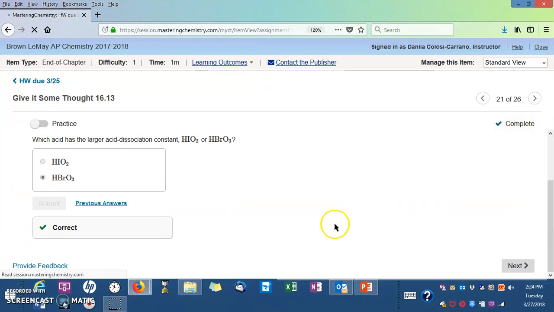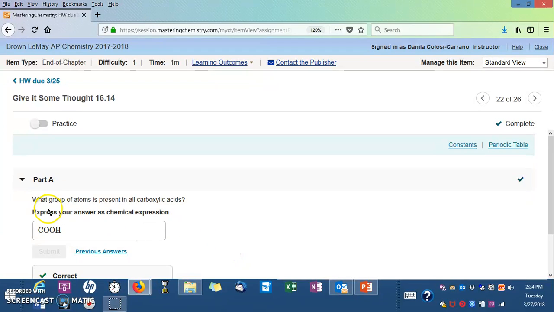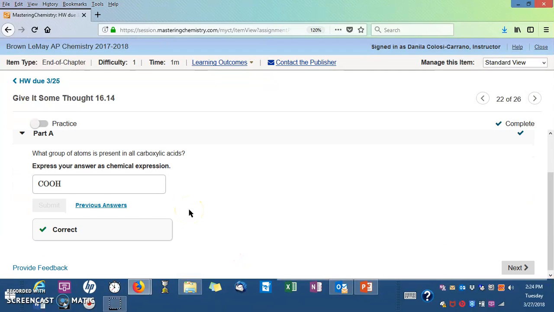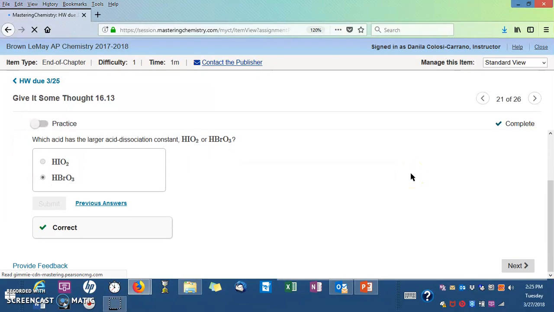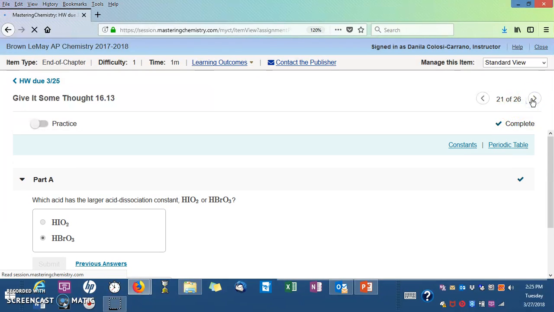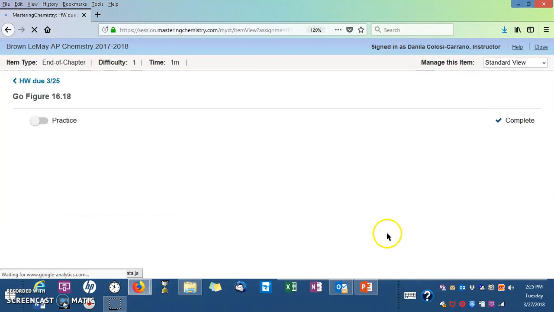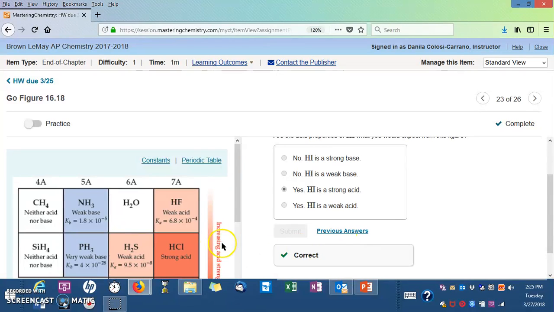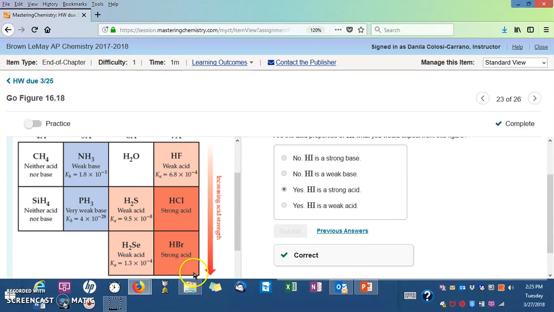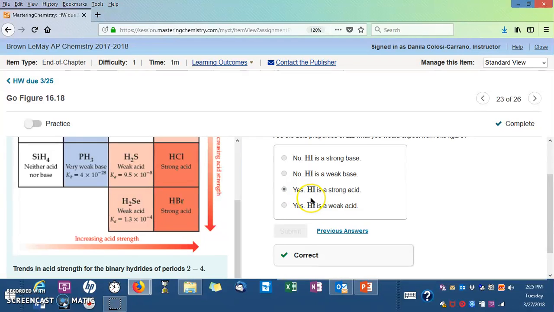And then you have, what group is the hydroxylic one? Well, that's the one, COOH. Am I missing anything from the past? No. Okay, 22, we just said it. 23. According to these properties there, do you think that HI is what according to this? Well, yes, it follows the trend, so it becomes stronger as an acid, so that's a good one.